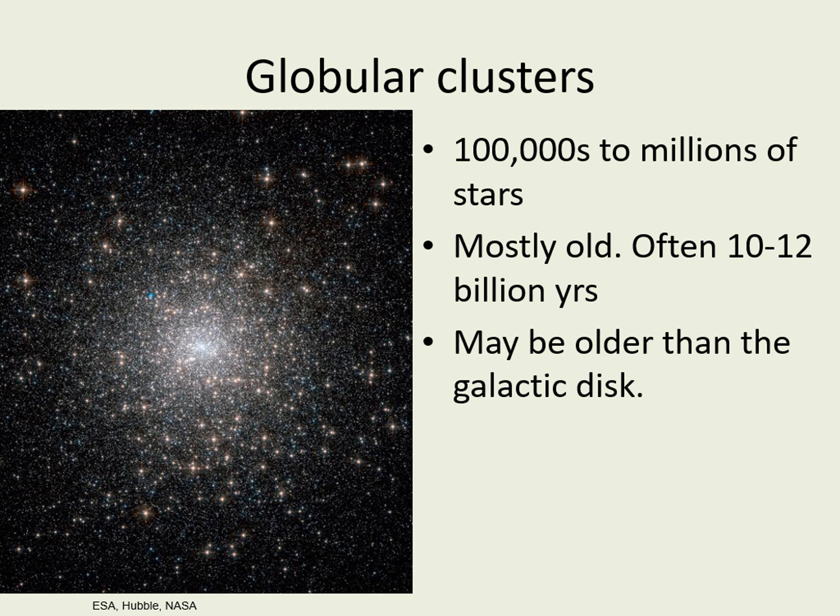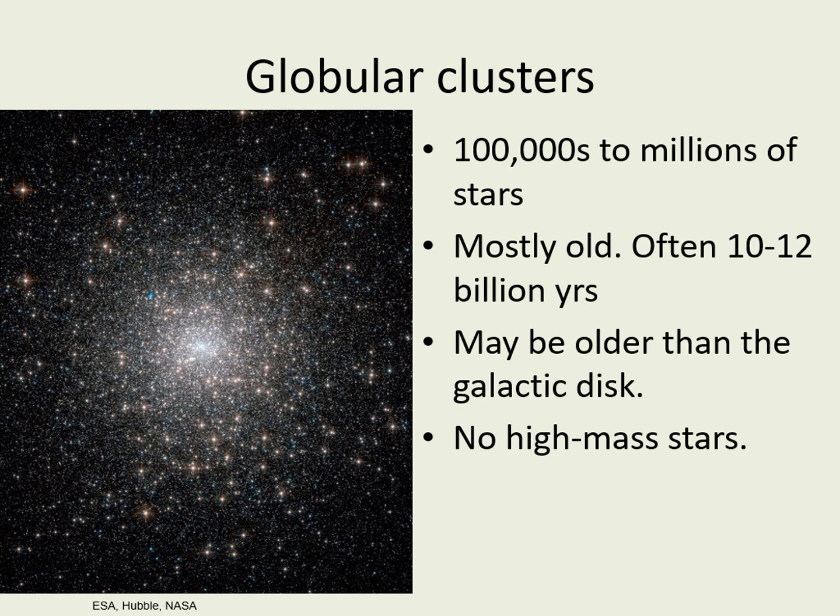They're bound together for the long term by the gravity of all those stars. Because of their tremendous age, there are no high-mass stars in globular clusters. All of the high-mass stars have long since died off. Instead, all we see are low-mass stars like the Sun and smaller.